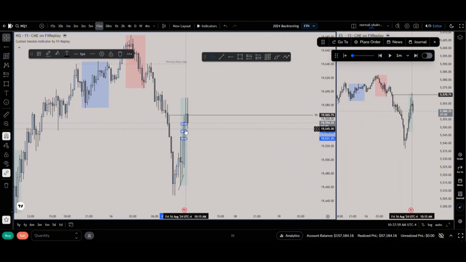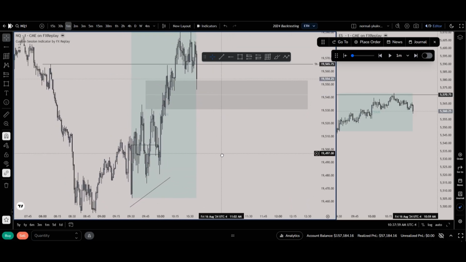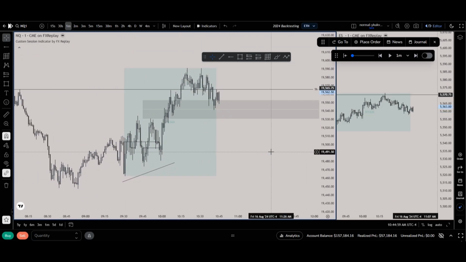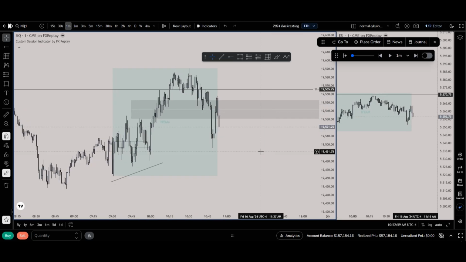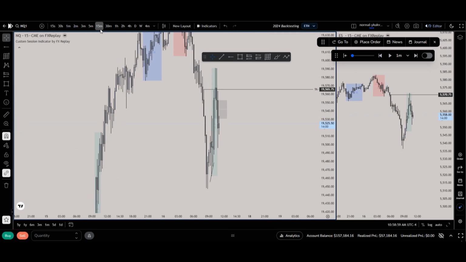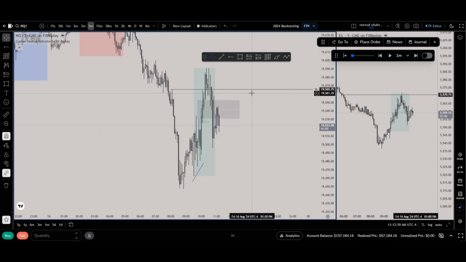Yeah, I don't think we get anything today. We're in a 15-minute gap as well, so I wouldn't want to take a short. We'll probably just chop around for the rest of the day. We end up going lower, but if we get a 5-minute comp, which we don't. Oh wait, 5-minute. Oh yeah, we don't.